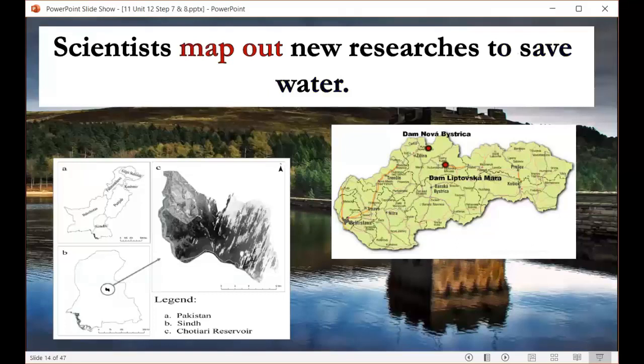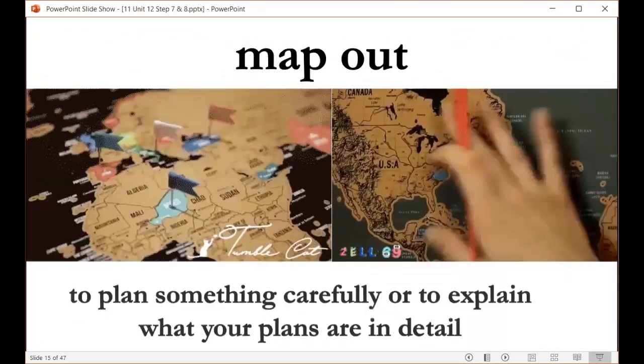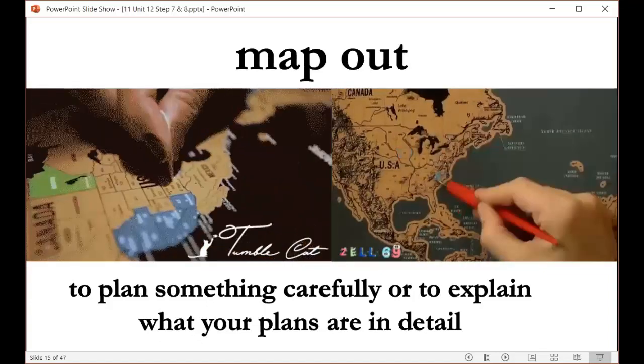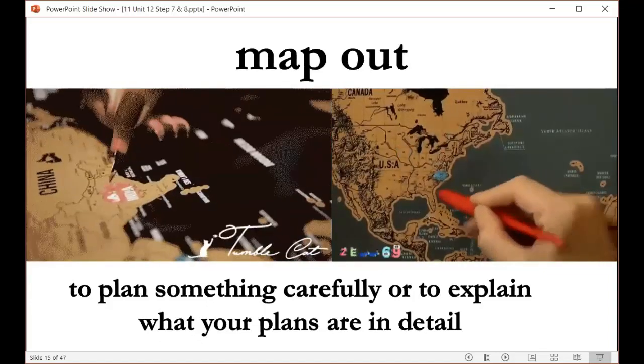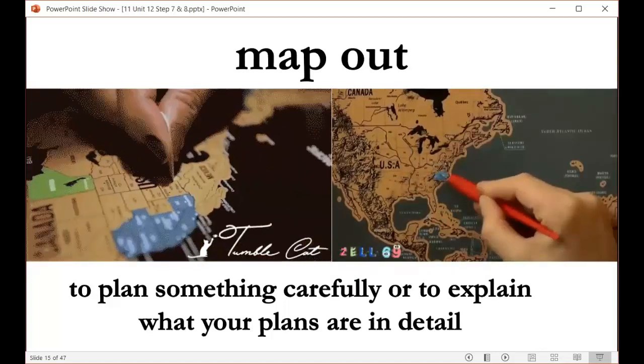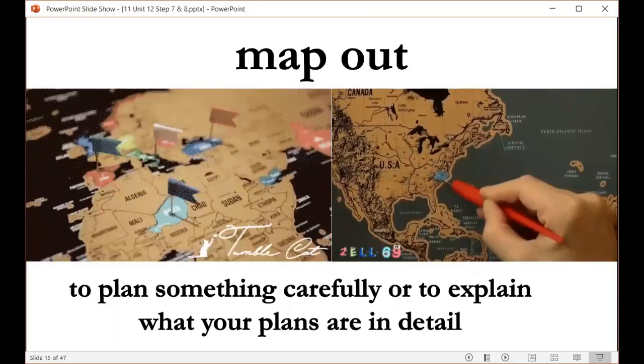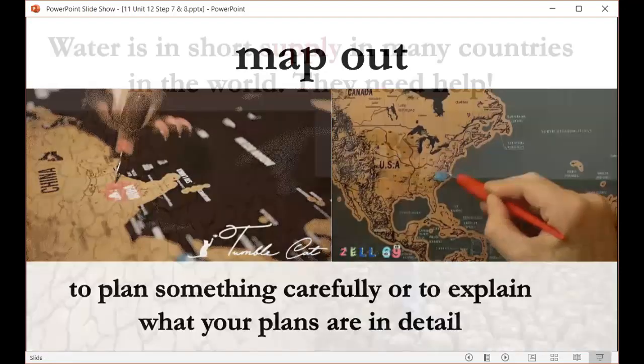The next word is map out. We see that scientists map out new research to save water. What's the meaning of map out? Map out means to plan something carefully or to use something to explain what your plans are in detail. Yeah, it is to plan for something.